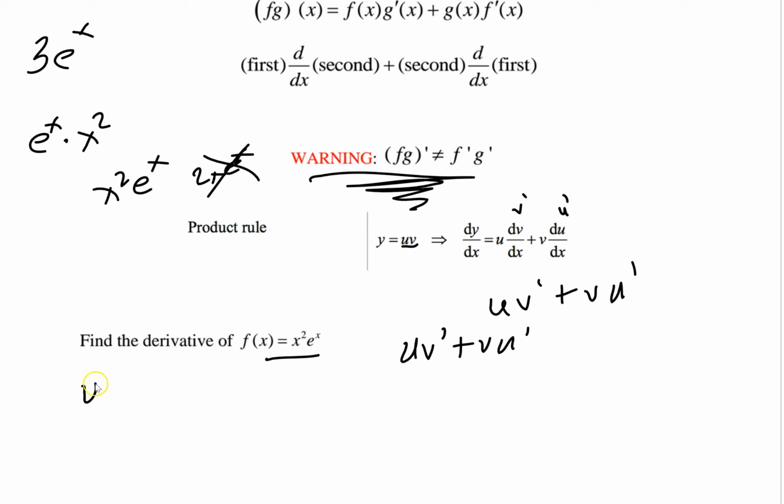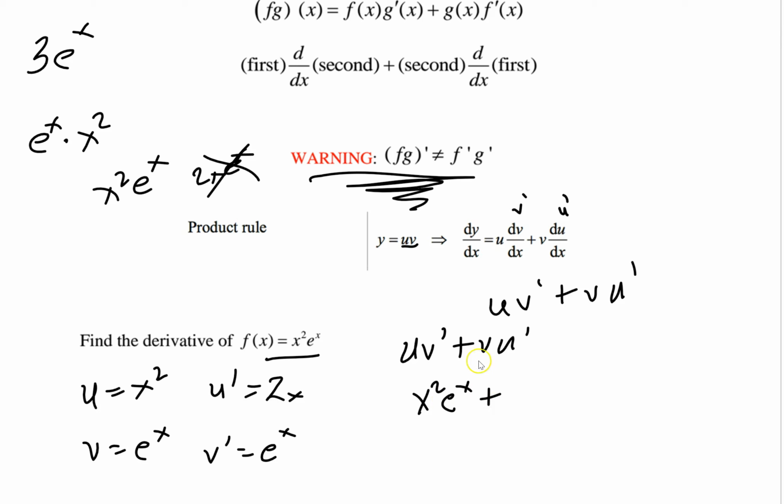Our u is x squared, the first one there. Our v is e to the x. U prime, the derivative of this, is 2x. And v prime, the derivative of this, is e to the x. You just plug it in. So u is x squared, v prime is e to the x, plus v, which is e to the x, the second one left alone, times the derivative of the other one, 2x. And that's the derivative. So that's the formula.